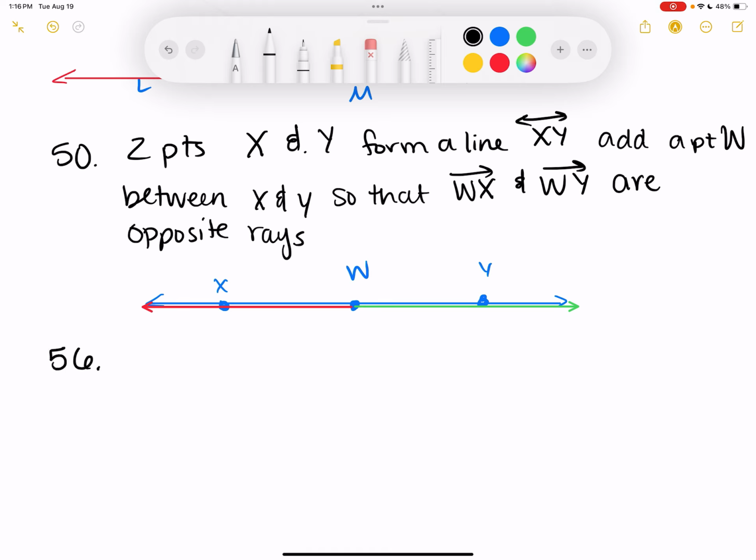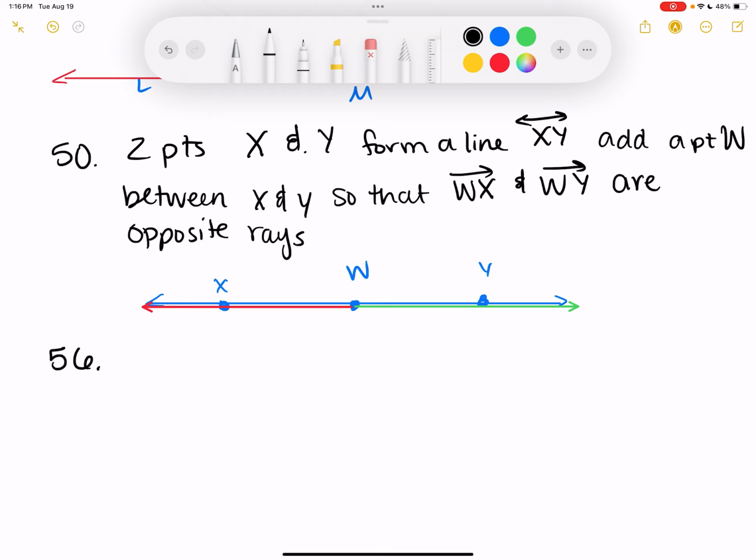Miss Quinn, is it a cookie point if you wrote WX and WY, and both the lines go the same way? Well, we don't write it the other way, though. I'm writing it in the direction that it goes. So W is the starting point. Oh, okay. Yeah, well, that is a good question.